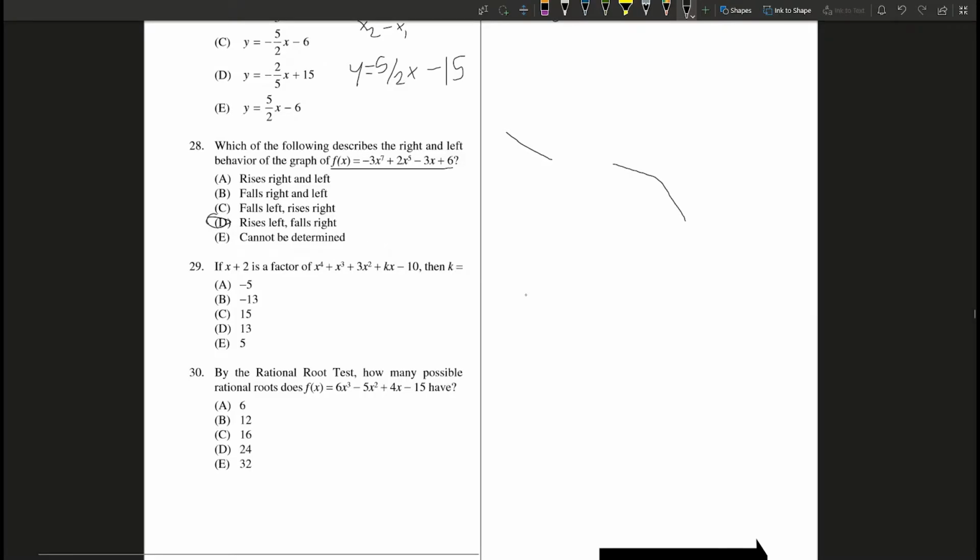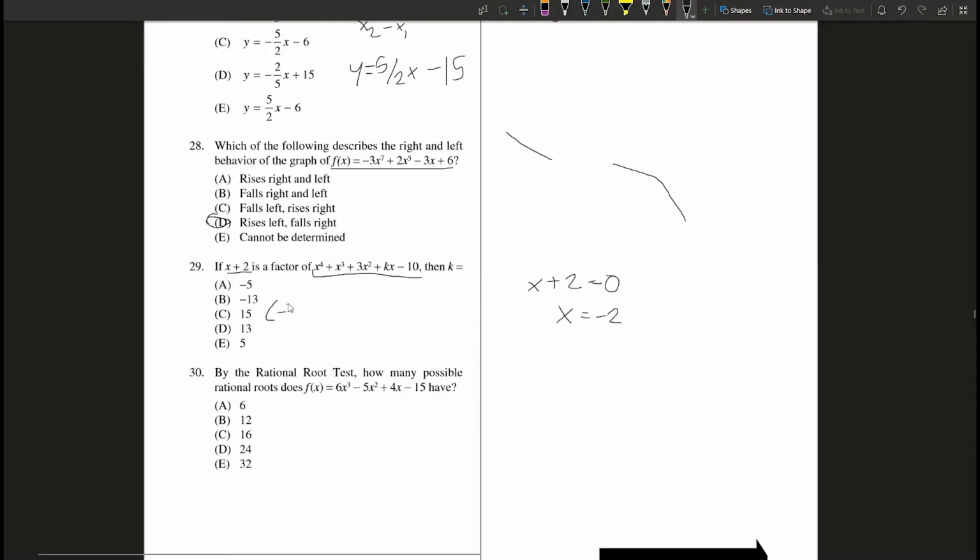This question asks, if x plus 2 is a factor of this equation right here, then k equals. So you have to recall that if x plus 2 is a factor, then x plus 2 equals 0, so that x equals -2 is going to be an x-intercept. So we're going to have to change all of these x's to -2 to find out the value of k, and that's the easiest way to go about it.